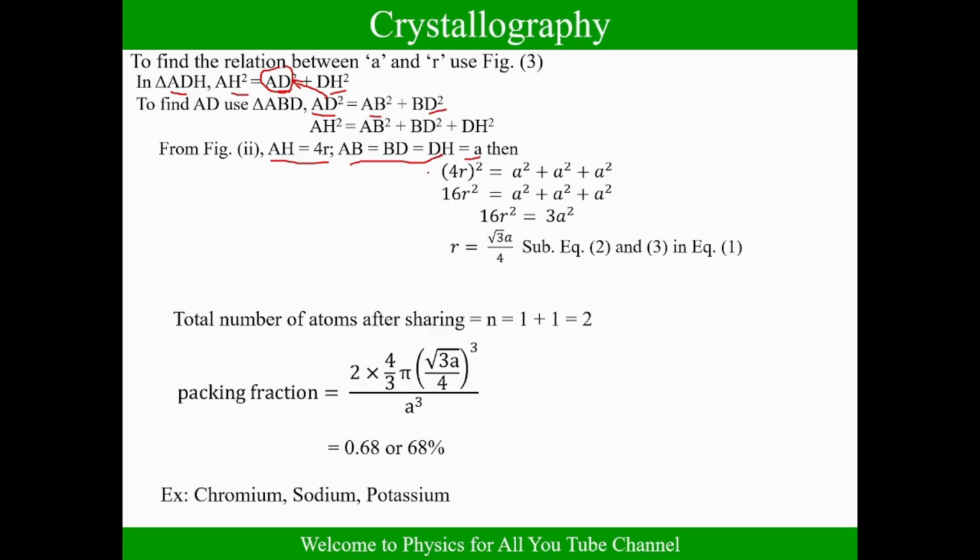Substitute the values in the above equation. So in the place of AH, I am substituting 4R whole square is equal to a square plus a square plus a square, that is 16R square is equal to a square plus a square plus a square, that is equal to 3a square. Now R is equal to root 3a divided by 4.